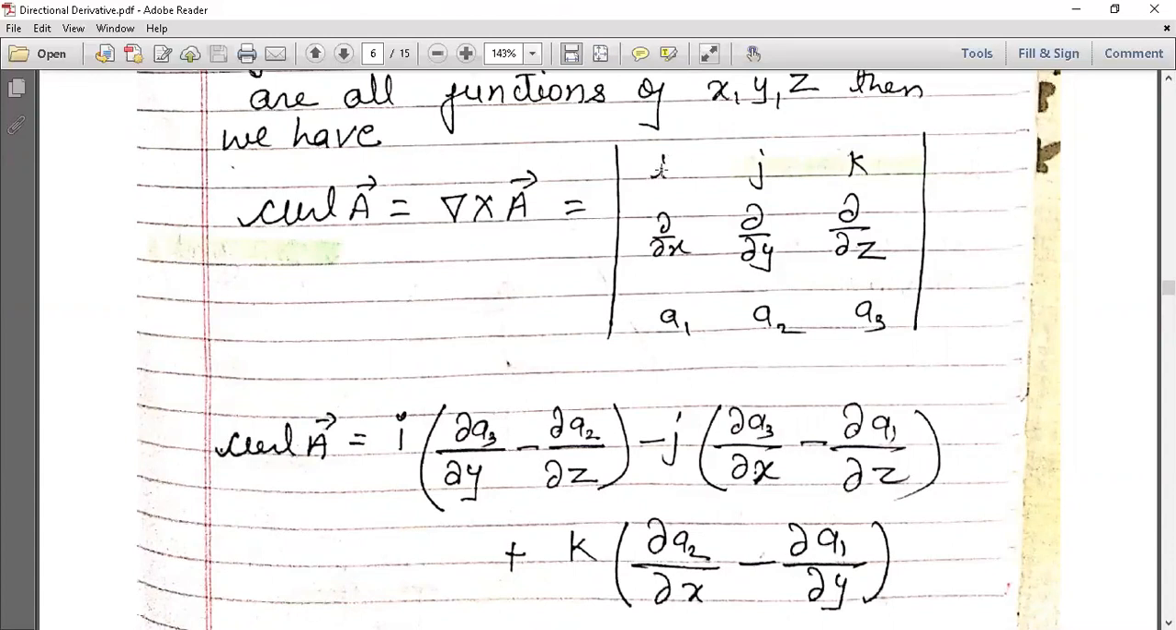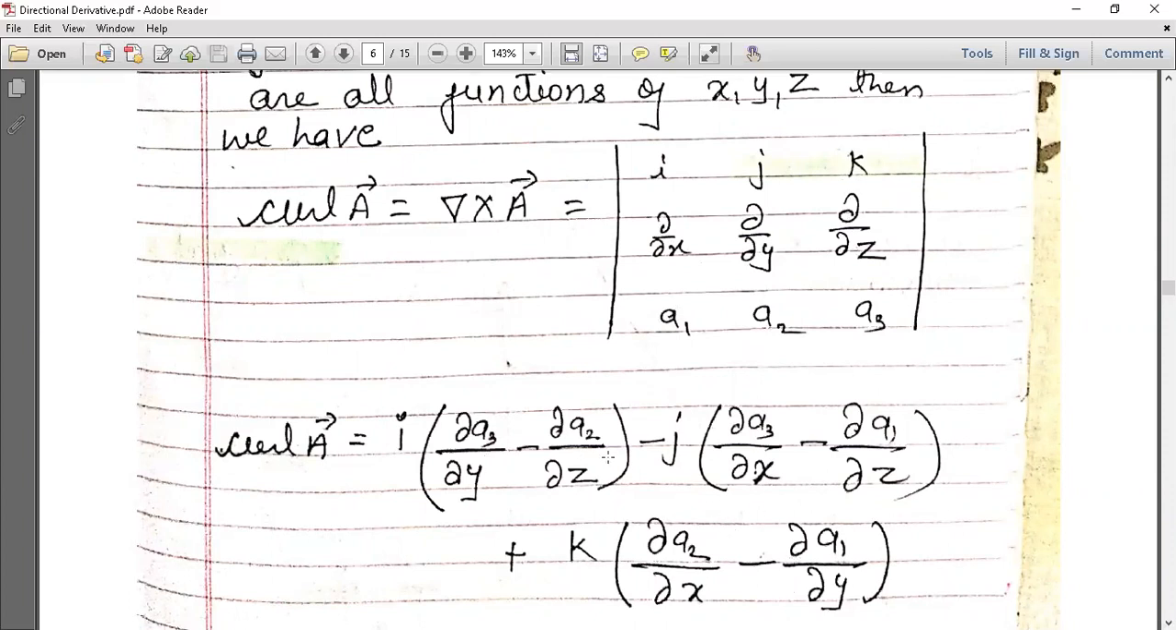Expanding with respect to the first row, we get dou by dou y of A3 minus dou by dou z of A2. This is the first term. For the second term, we write minus j, and dou by dou x of A3 minus dou by dou z of A1. For the last term, leaving this row and this column, we get k times dou by dou x of A2 minus dou by dou y of A1. This is the third term.